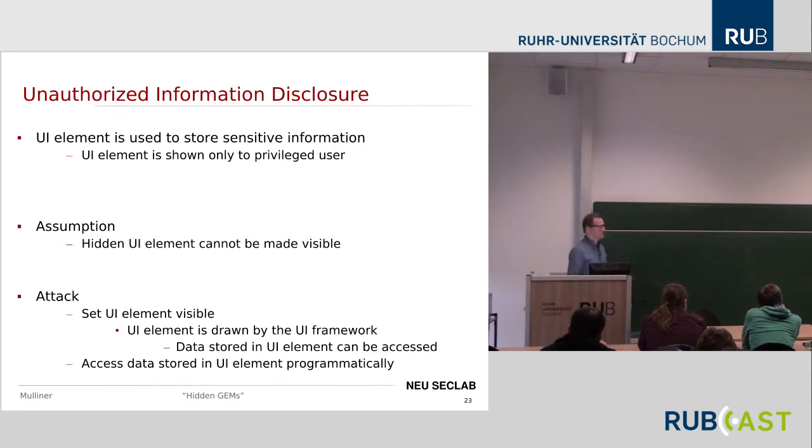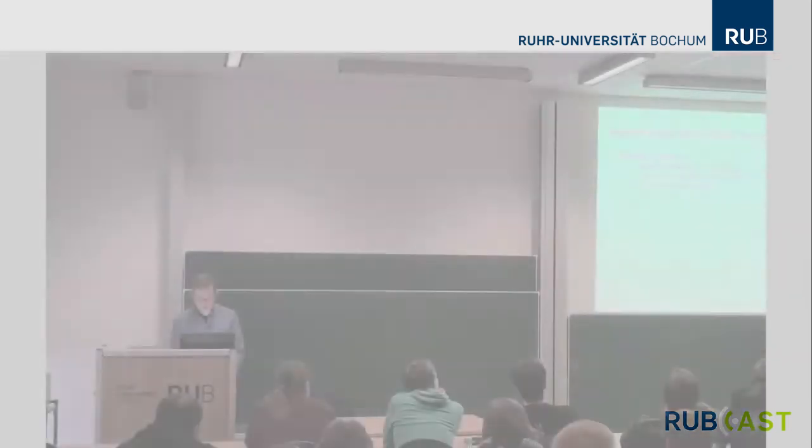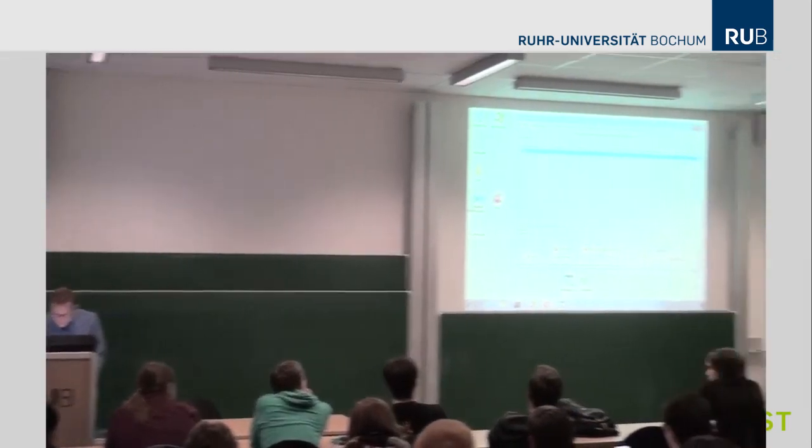You just go and flip the switch to set all widgets to be visible, and then the UI framework will say, hey, this is visible now. It will just draw everything, and then you have access to the data by either looking at it, or you can also programmatically access the data that is stored in the window and just dump it. So we built this tool, which I also used in the beginning, and we have some additions to this tool.